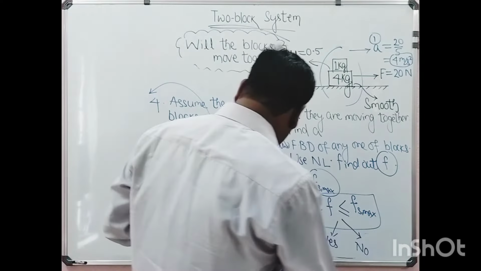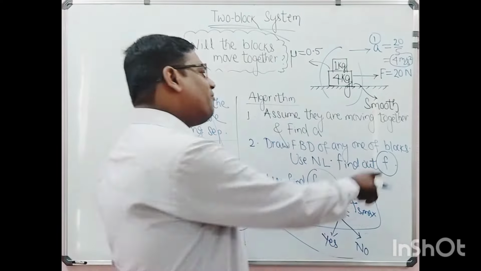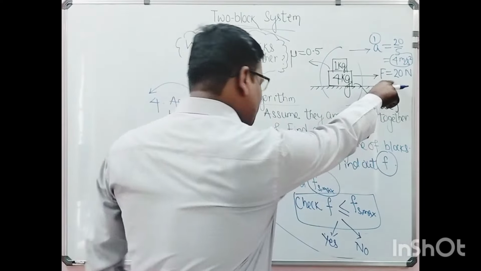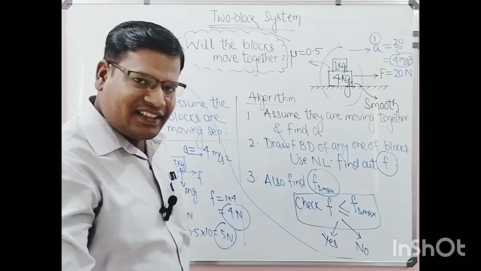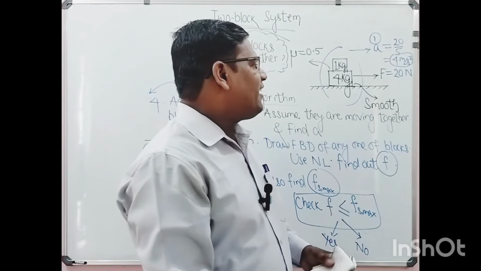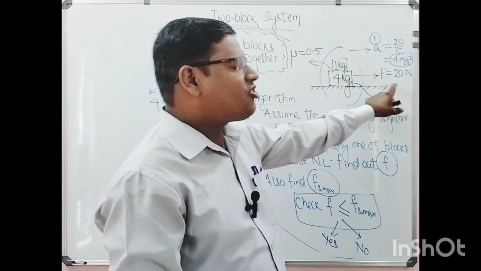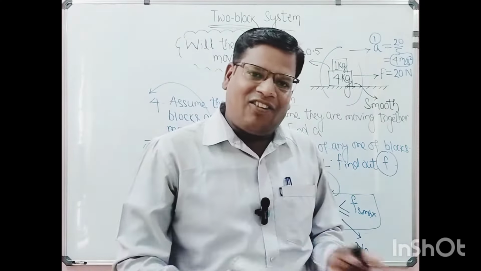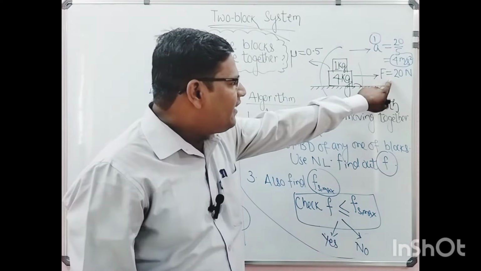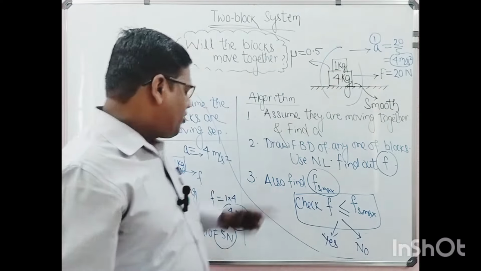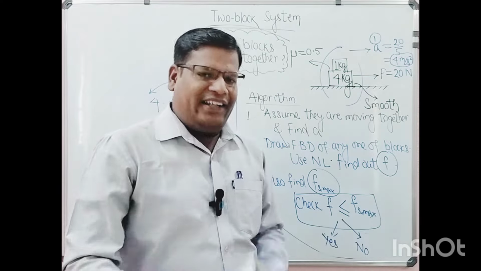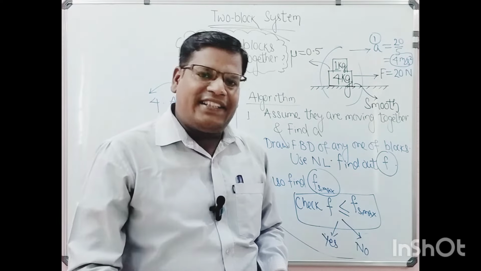Here you see the maximum value of friction is 5 Newton. The force with which the blocks are being pulled is 20 Newton. Isn't this force greater than the maximum value of friction? Yes. Still you see they are moving together. So the logic that if you apply a force more than the maximum value of friction, then they will move separately, that's wrong. Here we have seen a case where the force acting is more than 5 Newton, and still they are moving together. Okay. Now I will go to another example.